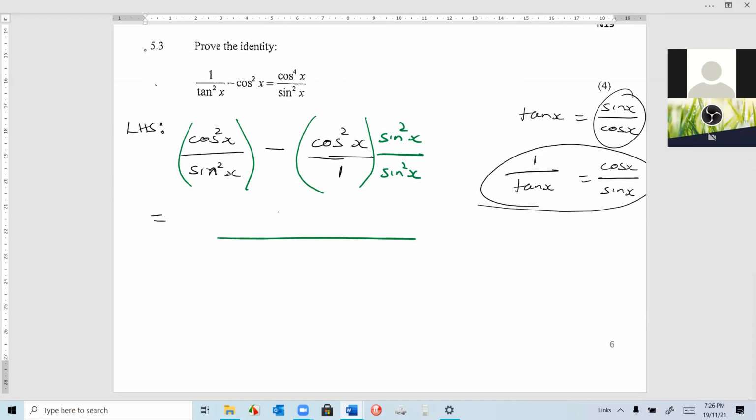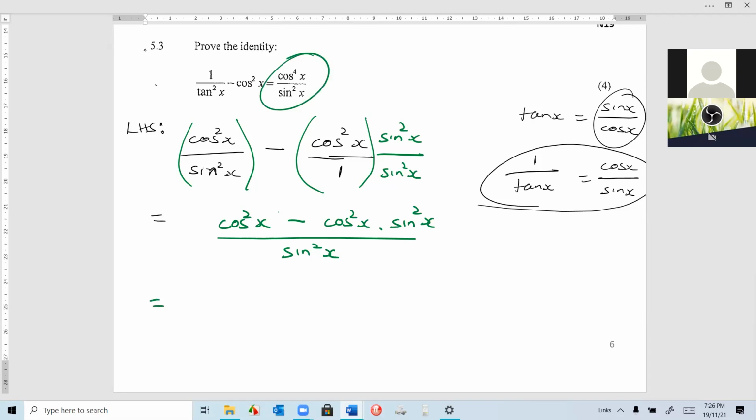So now we end up with, in the bottom, our LCD, which is sine squared x. And on the top, I have cos squared x, agreed, minus, and on the top, I have cos squared x times sine squared x. Now, remember, I haven't reached my destination. I'm trying to get to my right-hand side. Look at what the right-hand side looks like.